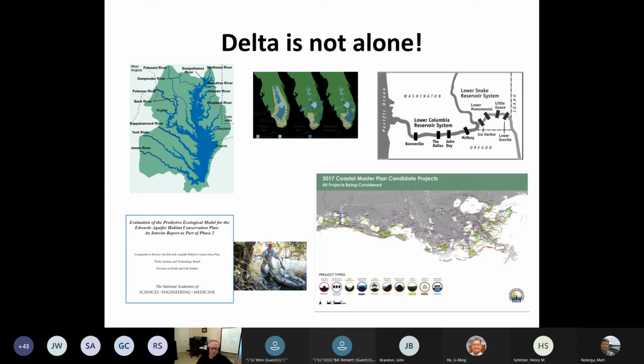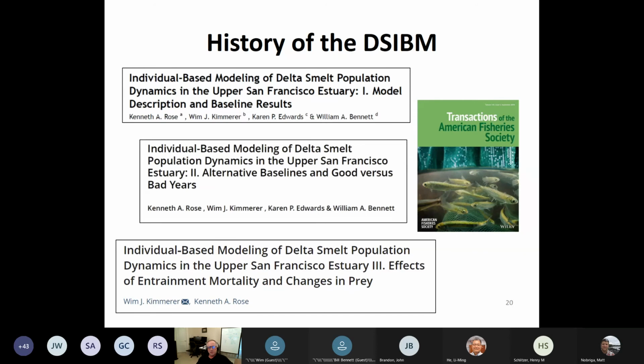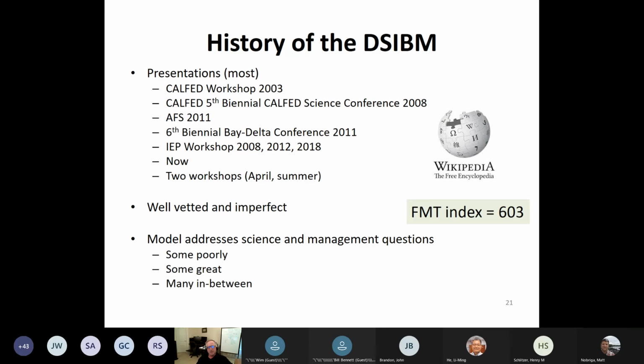And then the lower left is actually a tiny fish that lives in a stream where it's as deep as your knee, and a similar IBM was developed there. So this particular IBM, these are three papers that go into gory detail with supplements and all that about it, and that's what I'm going to base it on. We did a lot of presentations of this going back to 2003. So it's been well vetted, and it's still imperfect.